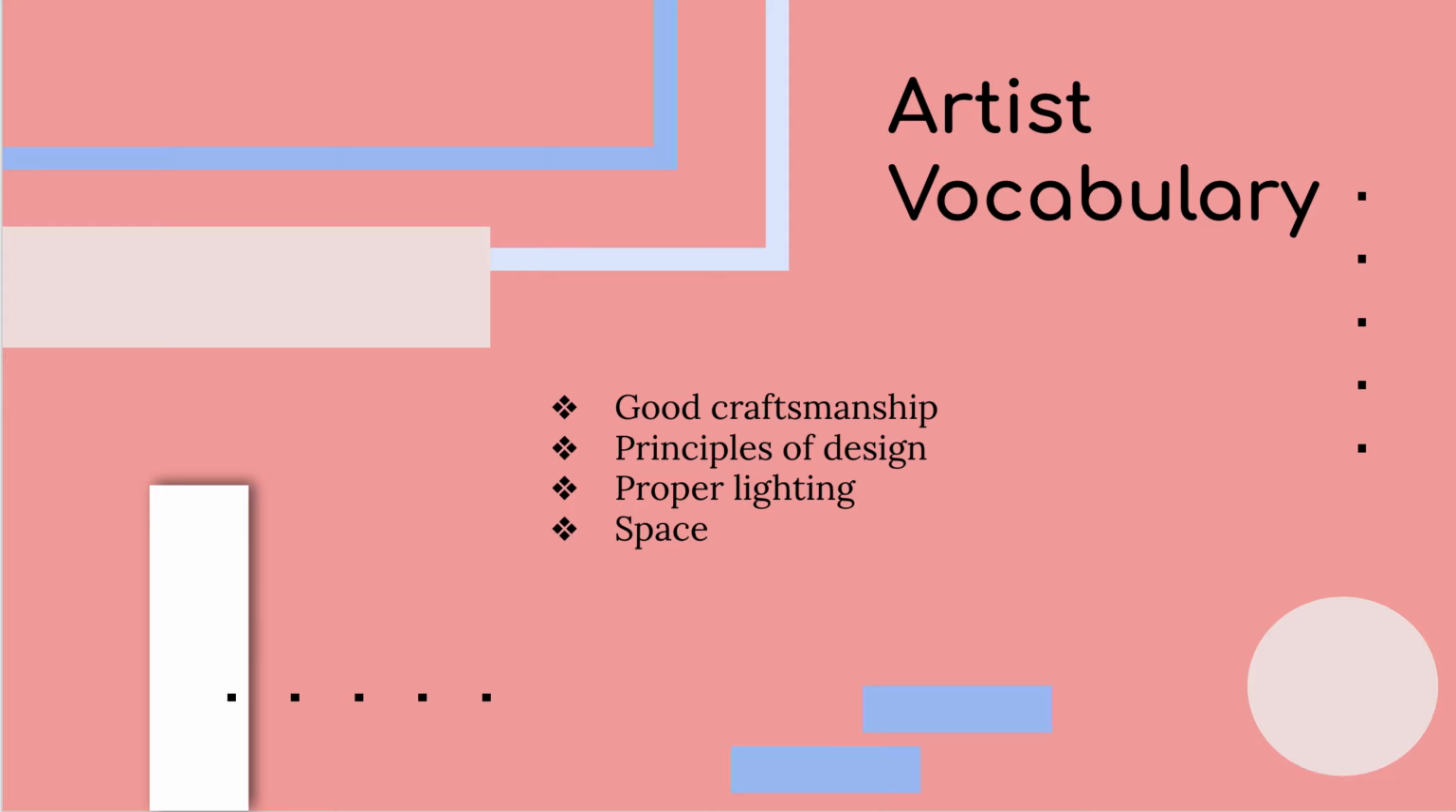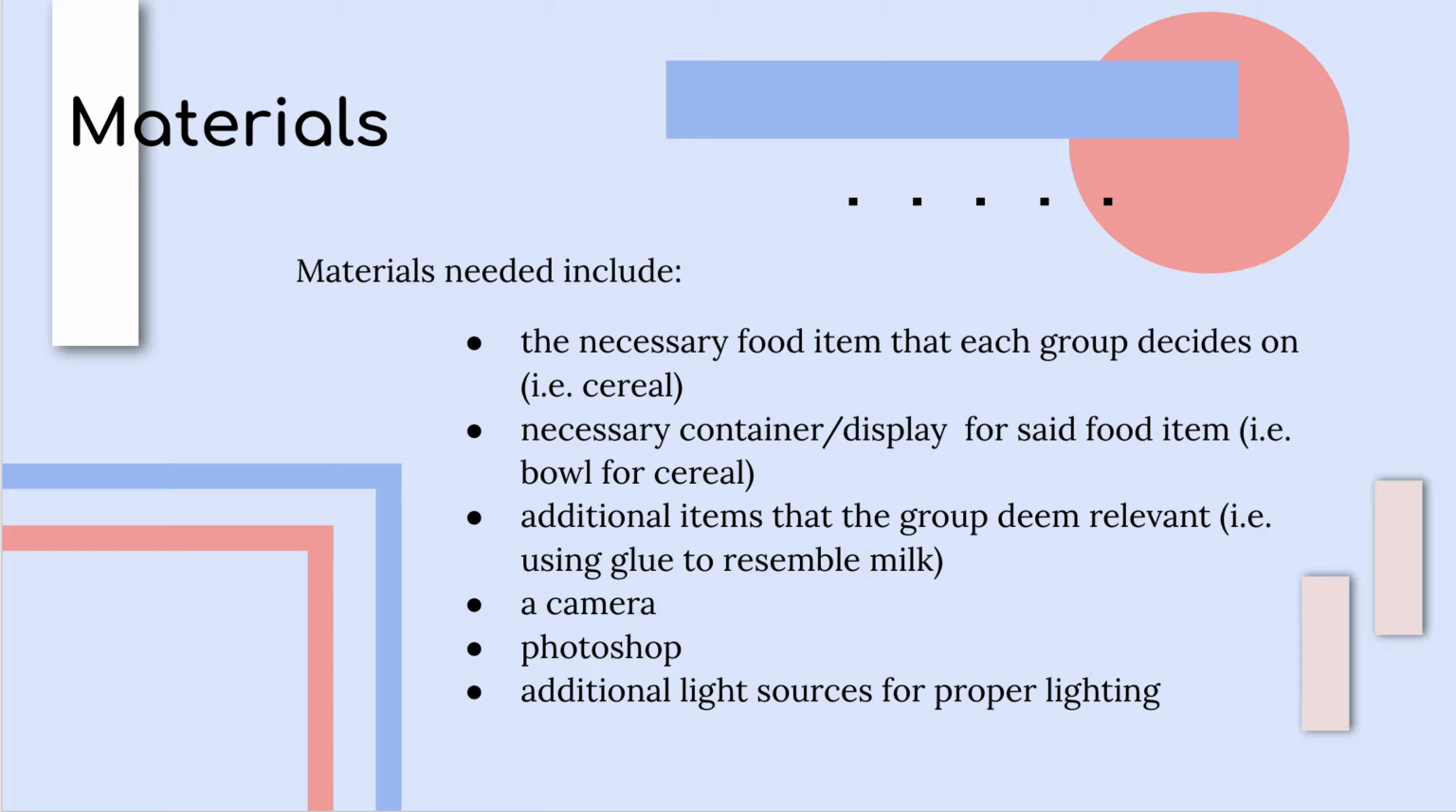The vocabulary we have is good craftsmanship, the principles of design, proper lighting, and the idea of space. The materials needed include the food, any display containers or anything like that for it, any other additional items they think they would need, a camera, and Photoshop, and then some additional light sources.